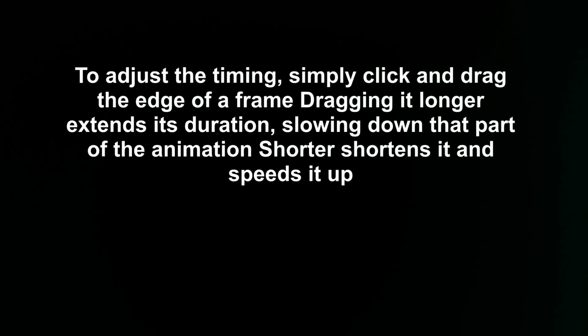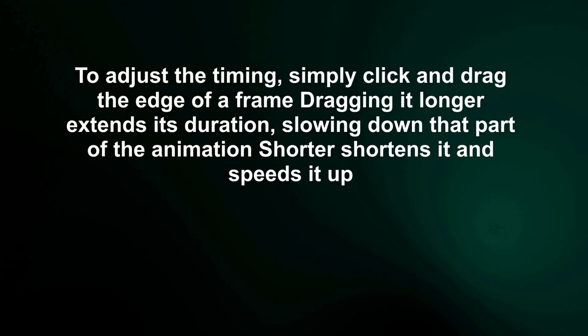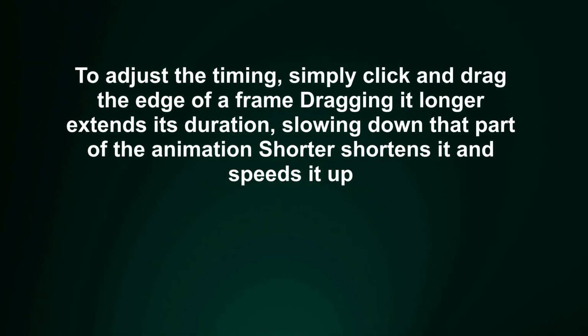To adjust the timing, simply click and drag the edge of a frame. Dragging it longer extends its duration, slowing down that part of the animation. Shorter shortens it and speeds it up.